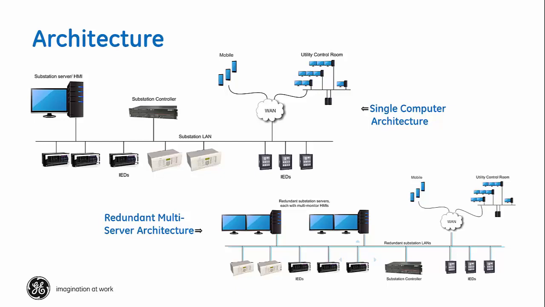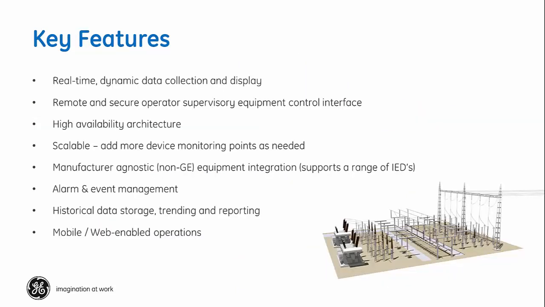PowerLink is highly scalable. It can be deployed on a single computer, through to deployments with redundant servers, in an automatic failover architecture, and with multiple local or remote clients. PowerLink provides a range of capabilities and benefits for substation operations, including real-time data collection and display. It works with a wide range of smart energy devices and substation assets. It is manufacturer agnostic and supports different types and makes of substation equipment.